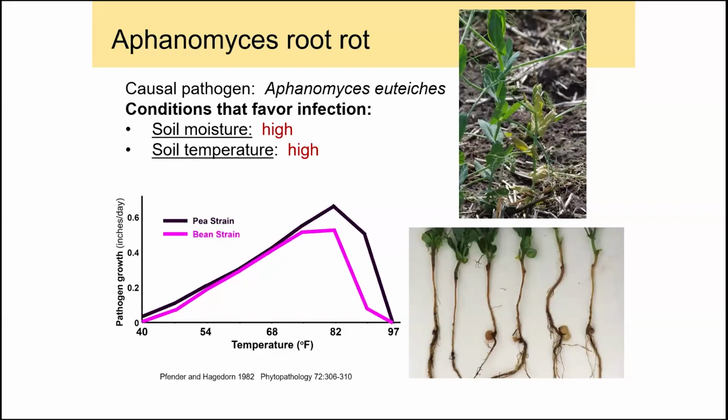Another one that can be a problem is Aphanomyces root rot, and this does affect pulse crops, but it can also affect alfalfa. So the conditions that favor infection of the Aphanomyces is going to be high soil moisture and high soil temperature. So it is definitely one to kind of keep in mind as crops are planted this year. Just be looking for damping off symptoms.